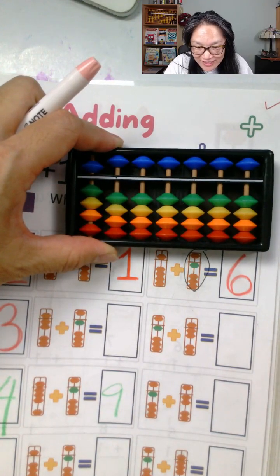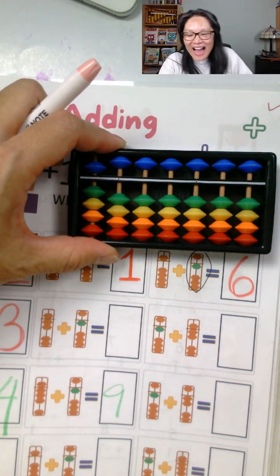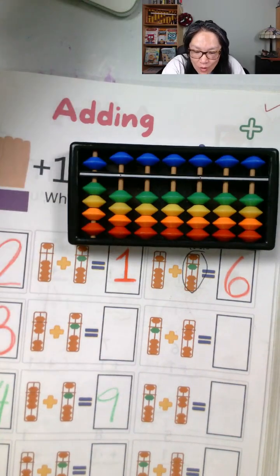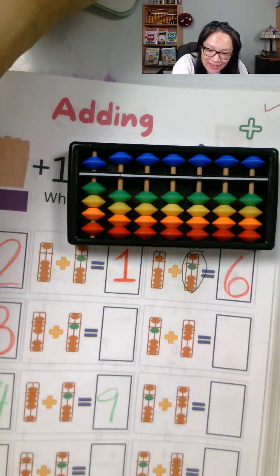I've been showing my friends the abacus like a magic trick. That is hilarious, Sarah. That is hilarious. Oh my goodness, like a magic trick.